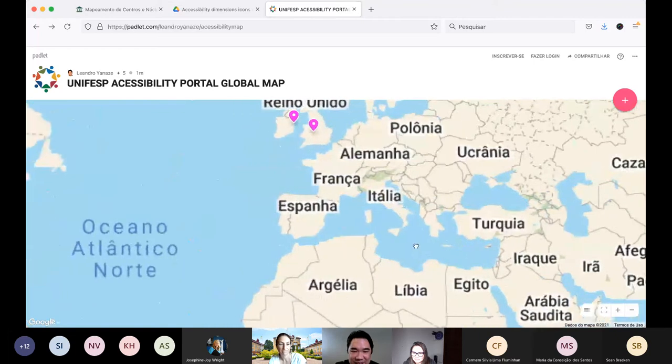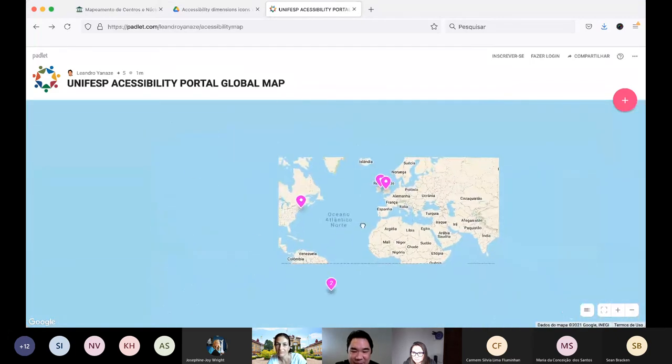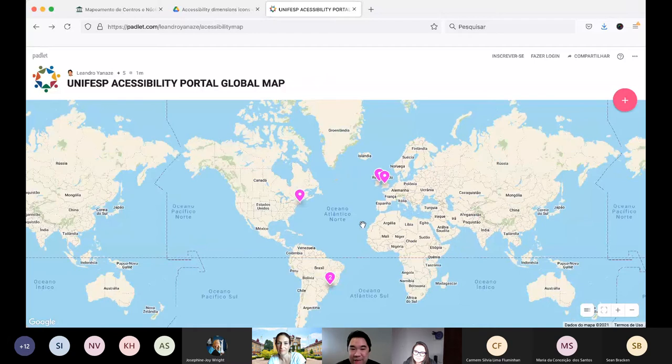So the idea is, as we can see here in the map, we have a lot of challenges, of course, but we can have more strength. We can share our efforts, our actions, and the map is showing us that here in the South Hemisphere we have a lot of challenges, but we can be inspired, and also exchange the challenges and the experience with all over the world.